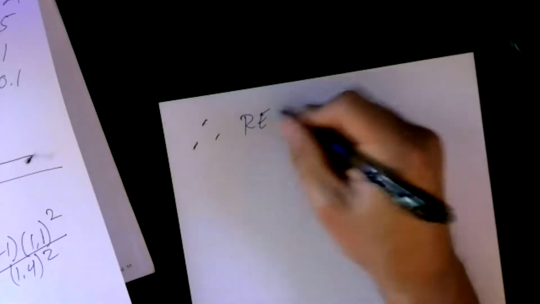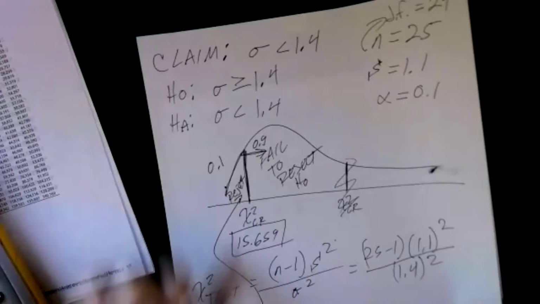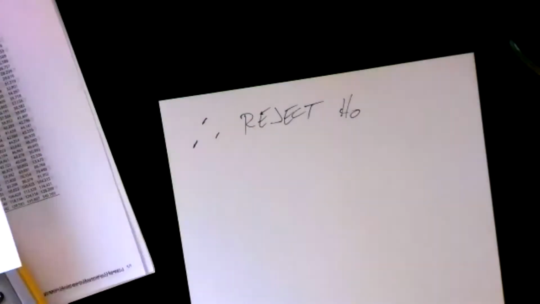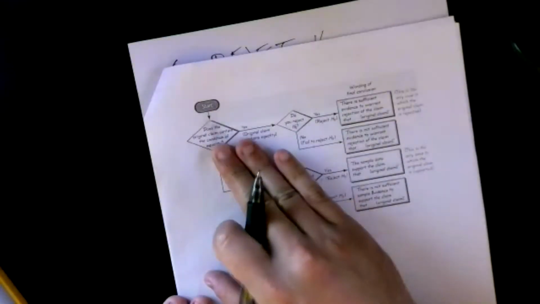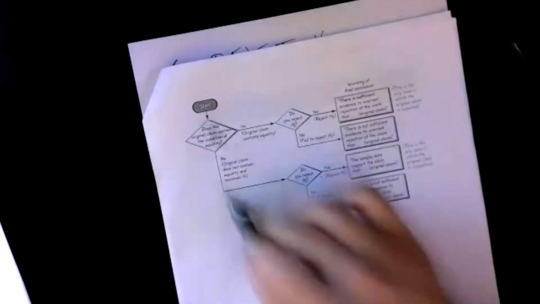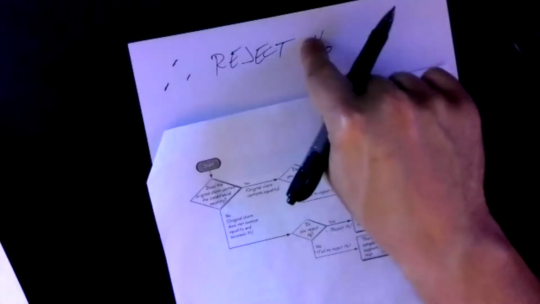Therefore, our decision is to reject the null hypothesis. So it lands in the rejection region just a little bit to the left. Okay, conclusion. Does the original claim contain equality? No, it does not. Go down. Do you reject H0? Yes, we do.